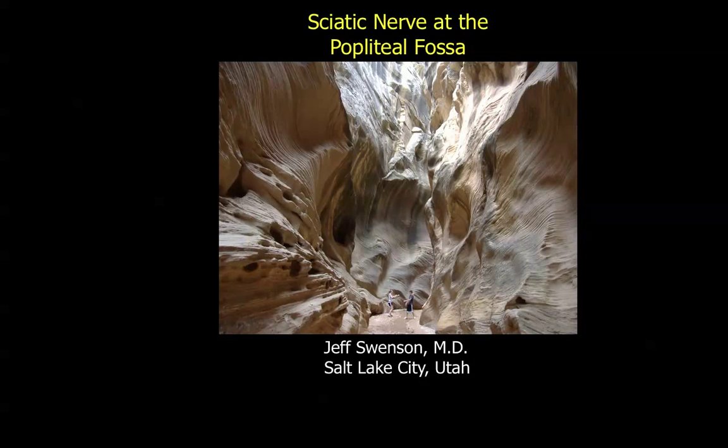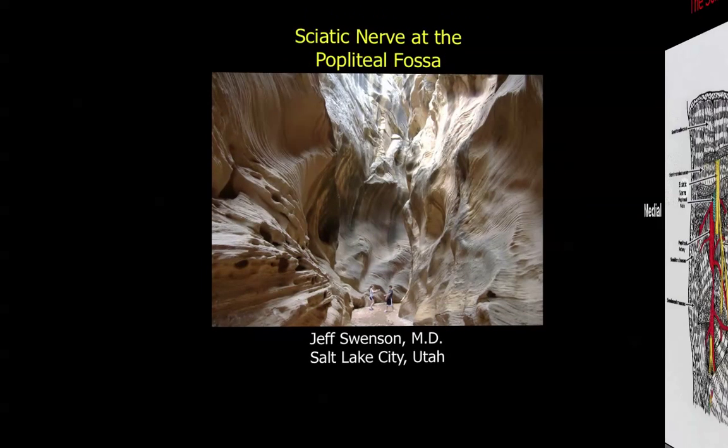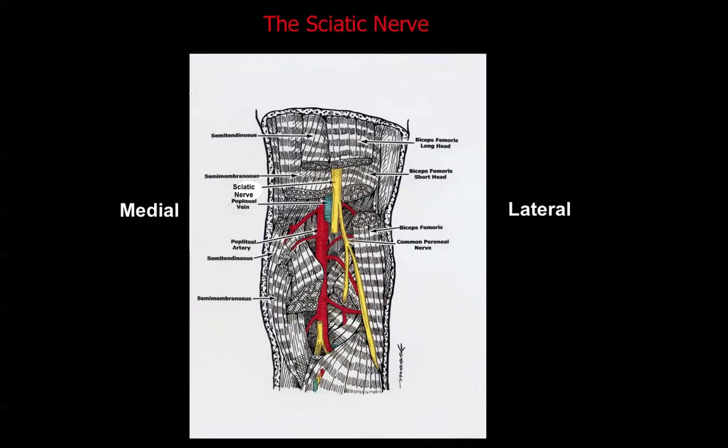We'd like to discuss the sciatic nerve block at the popliteal fossa, especially review some points of anatomy. This is a two-dimensional drawing showing the popliteal fossa with the lateral side being on the right of the screen and the medial side being on the left of the screen. And we'd like to point out some important features of the anatomy of the popliteal fossa.